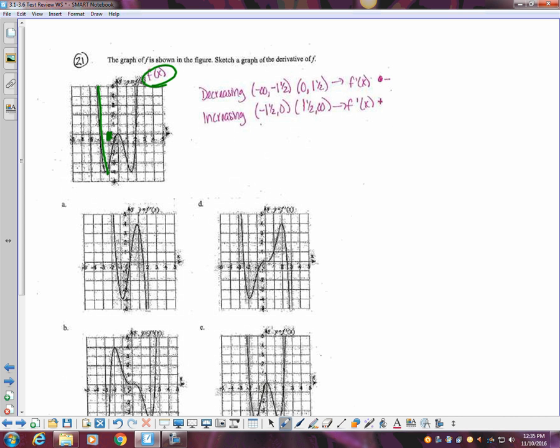I know it's fuzzy. So I'm decreasing from negative infinity to negative 1.5, and then it's increasing from negative 1.5 to 0. Then I'm decreasing from 0 to 1.5, and then I'm increasing from 1.5 to infinity. So for all of my decreasing, I need my derivative to be negative. For all of my increasing, I need my derivative to be positive.